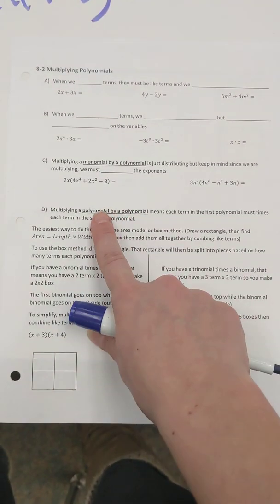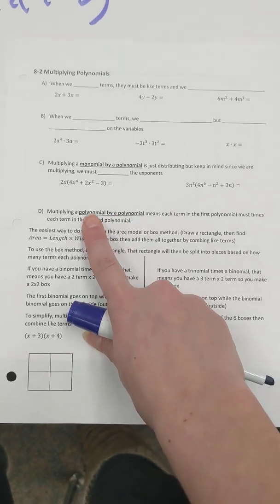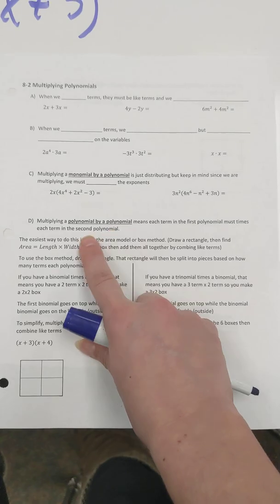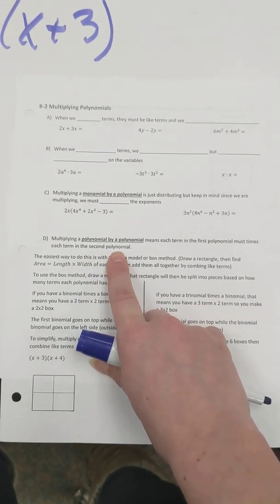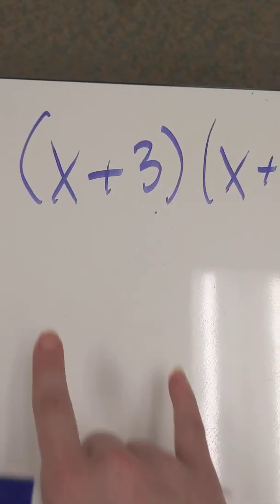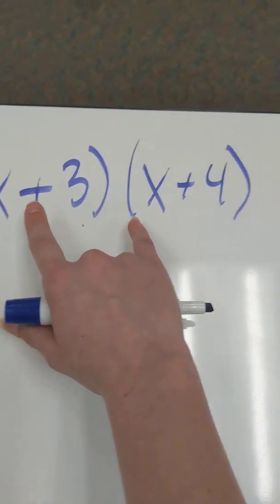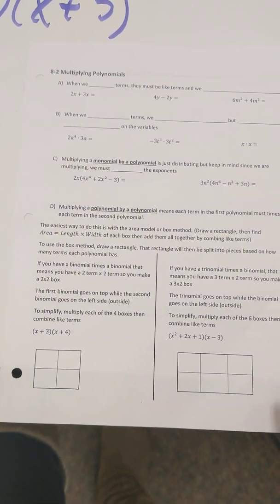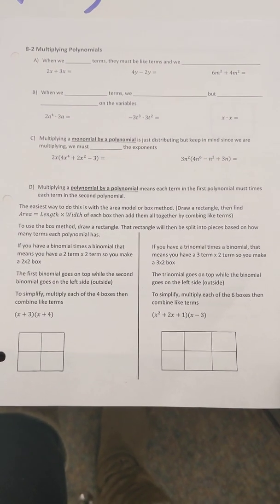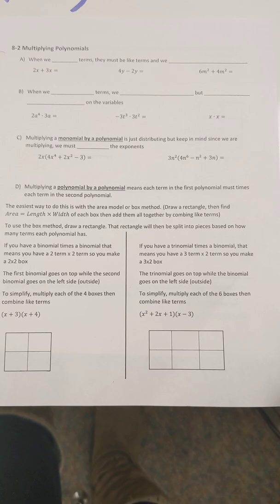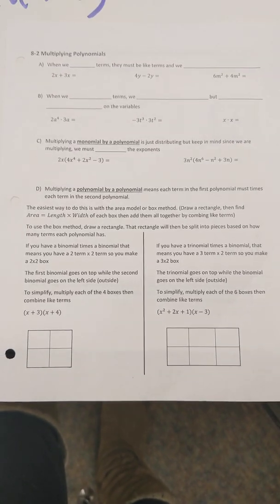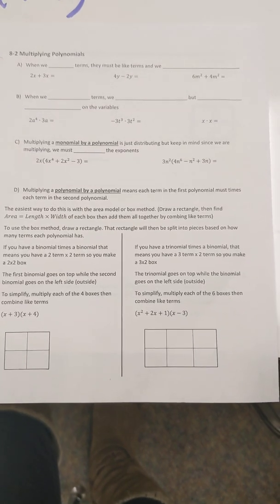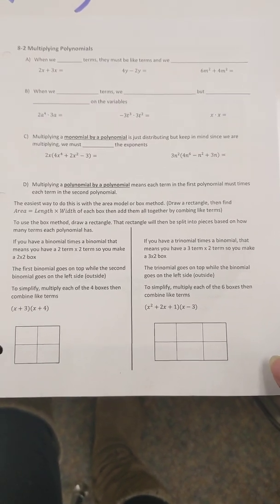All right, now if we want to multiply a polynomial by a polynomial, so a multi-term times a multi-term, that means every term in the first polynomial needs to be multiplied by every term in the second. So in this example, both of these will multiply by both of these. To do that, the easiest method is what we call either the area or the box method. We call it that because you're going to start by drawing a rectangle and then essentially finding the area, which is just length times width for each of the boxes, and then adding them together and combining like terms.